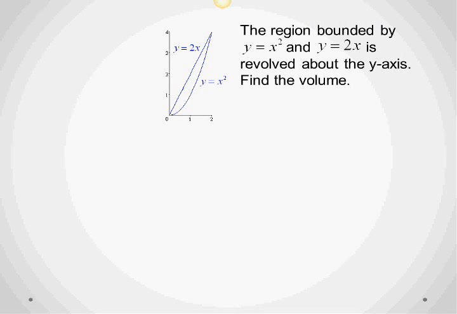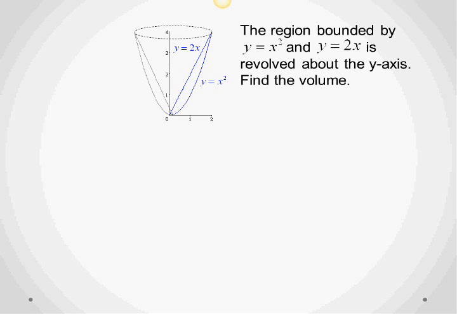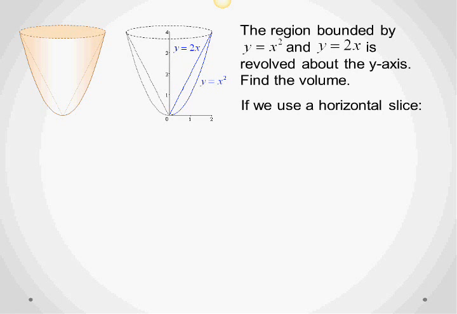The region bounded by y equals x squared and y equals 2x is revolved around the y-axis now. Find the volume. So we're going to rotate it, and you can see that it forms this cone with this V shape inside. We need to figure out the volume of the actual shape, not how much it's going to hold, but what is the volume of the materials used to make that shape.